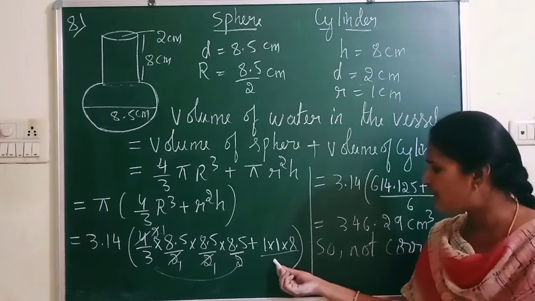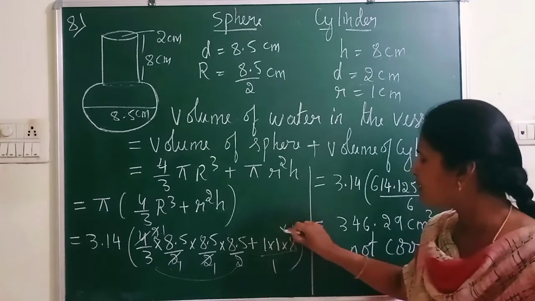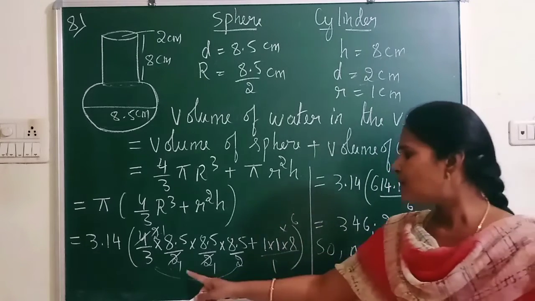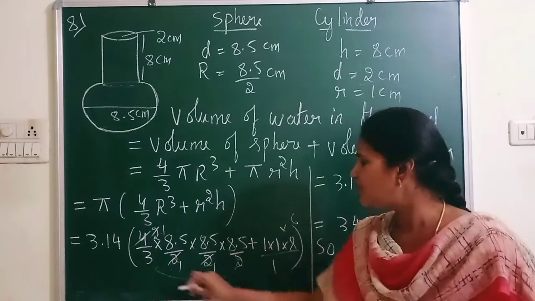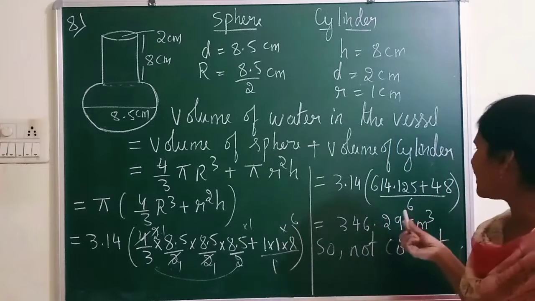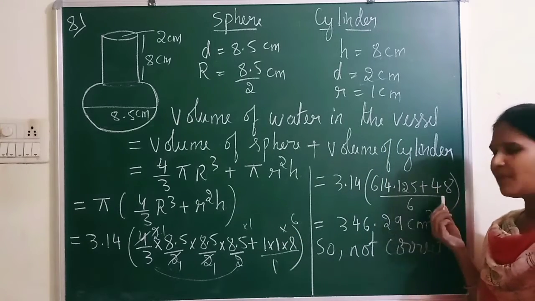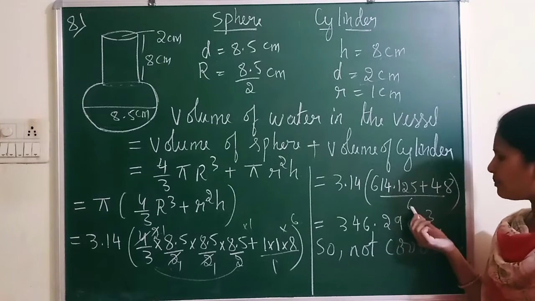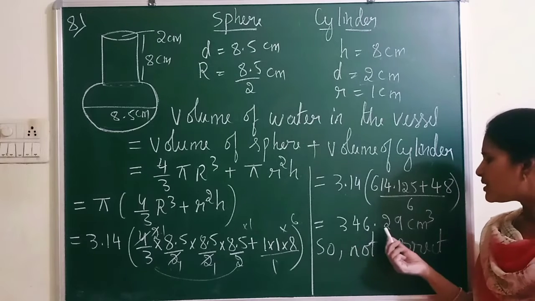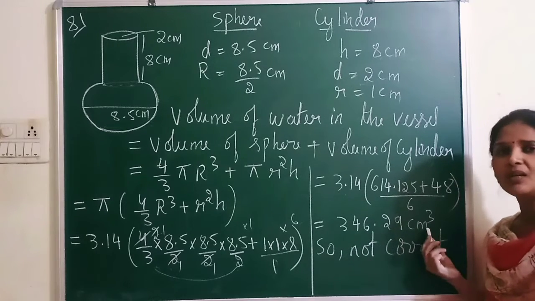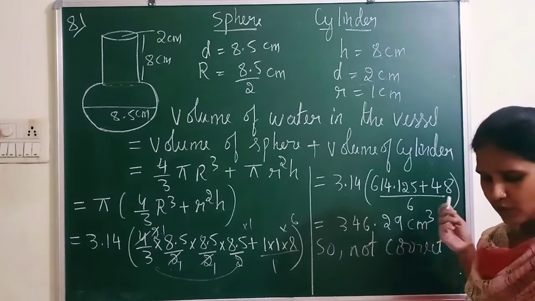And if you take the LCM of 6 and 1, the LCM is 6. Here you have to multiply by 6 and here you have to multiply by 1. So what we get? 614.125 plus 48 divided by 6. Add this, divide by 6 and multiply by 3.14. We get 346.29 centimeter cube.